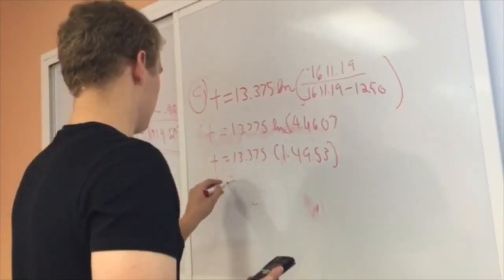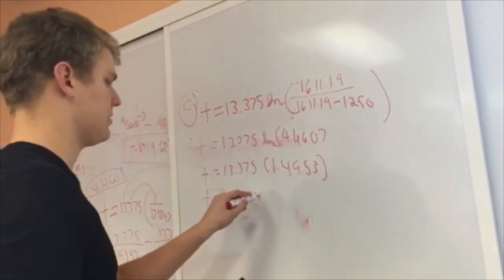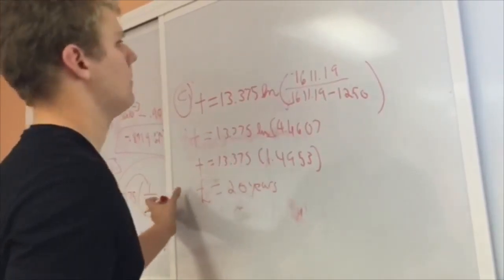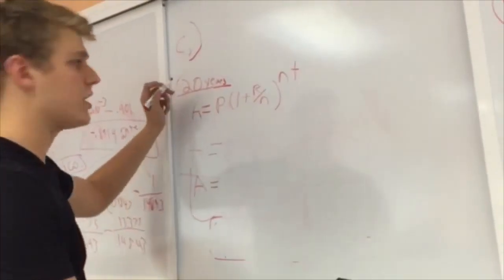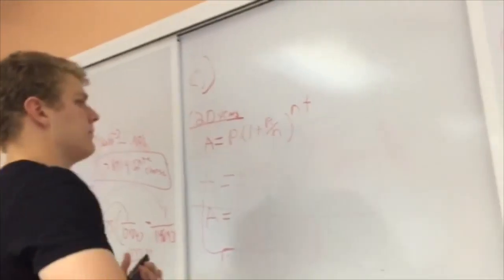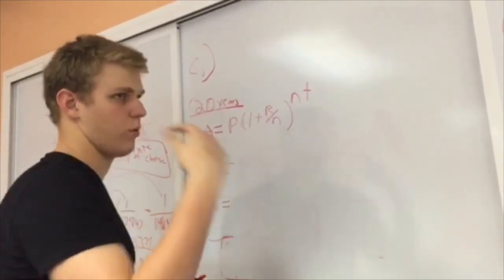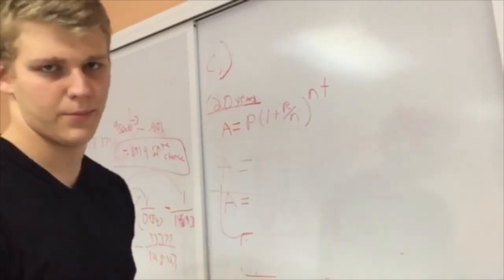So t is equal to 20. T again is time in years, so it's going to be 20 years. After that, we have to find out the rate of change. So it's going to be 20 years. Let's use the same formula because we have a monthly rate of 0.075, that's a number, 7.5%.